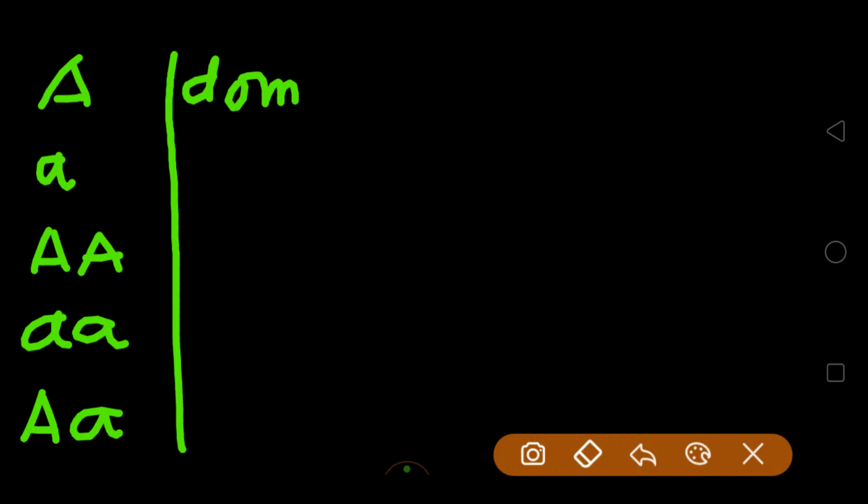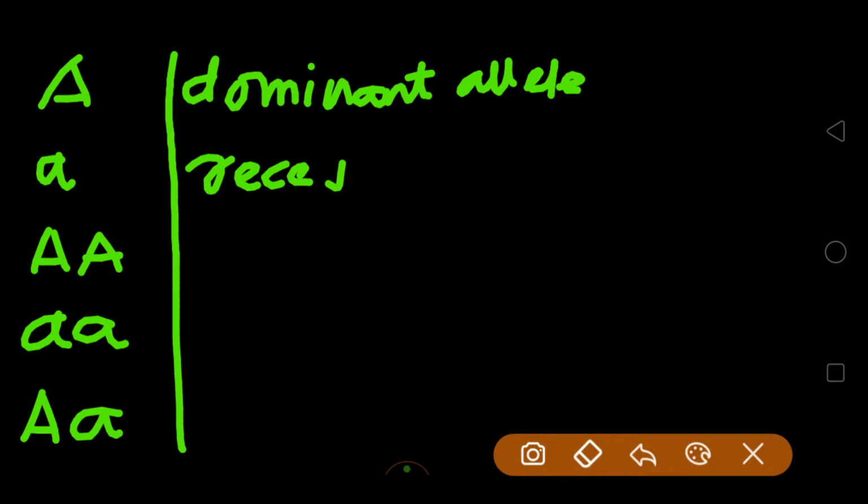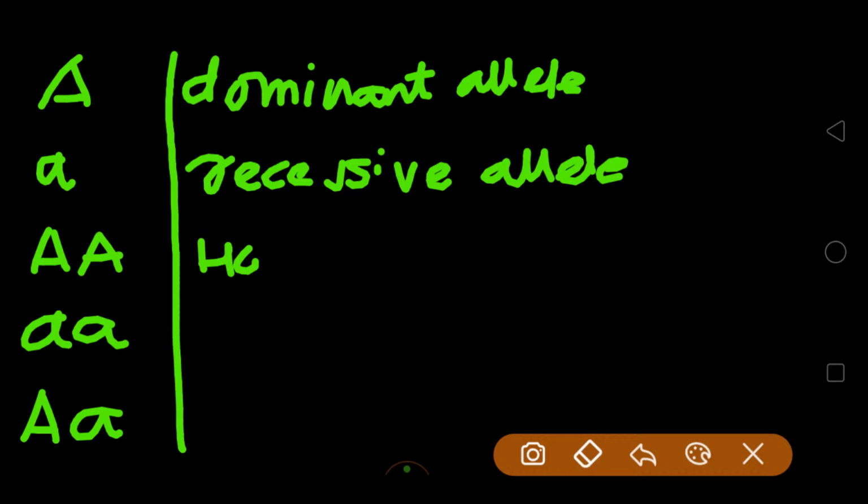Capital A, small a. Capital A, capital A. Small a, capital A, small a. What is this capital A? It is the dominant allele of the given population. What is this small a? It is the recessive allele of the given population.